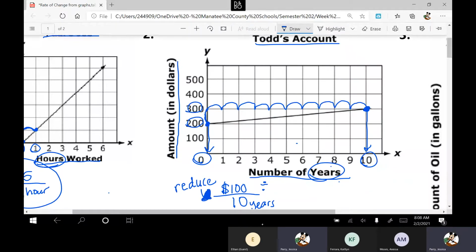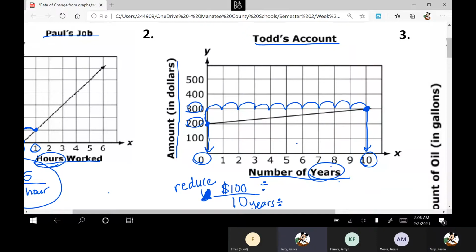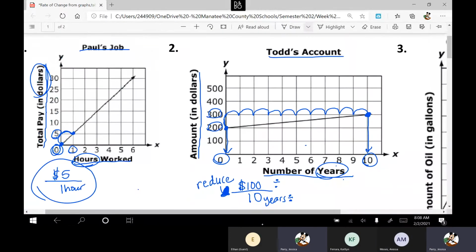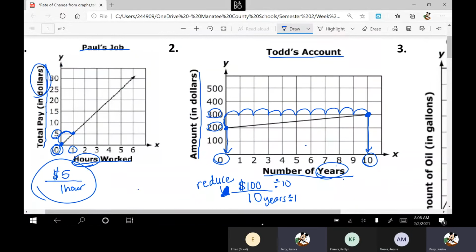We're going to divide top and bottom by the same number. What can I divide both of those numbers by to get a much smaller group of numbers? 10. Perfect. Let's divide top and bottom both by 10. Divide by 10.